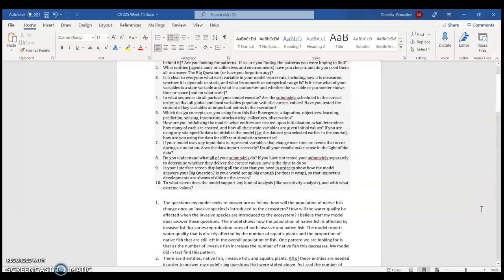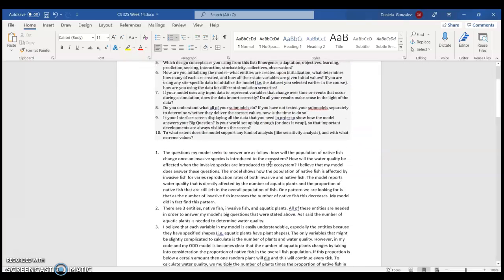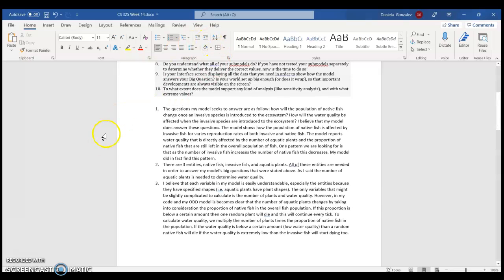Hello, so I'm going to quickly go through the three main questions that we're supposed to answer as a part of, I guess, the rubric for our model. The question that my model seeks to answer is how the population of native fish is going to change once an invasive species is introduced into the ecosystem, and then we also want to know how the water quality is going to be affected once that invasive species is introduced.